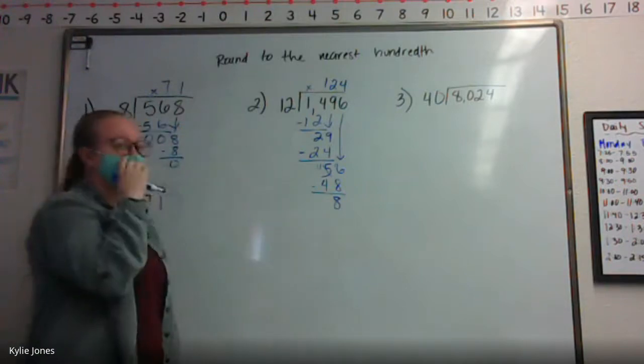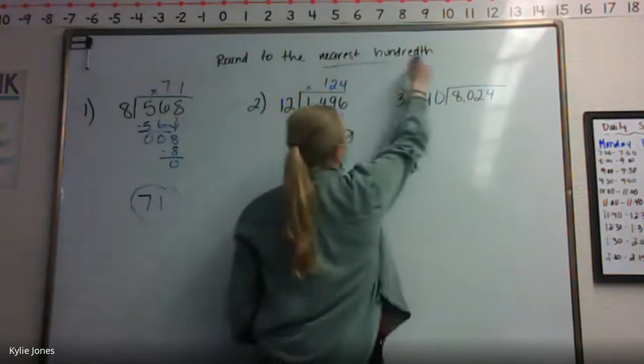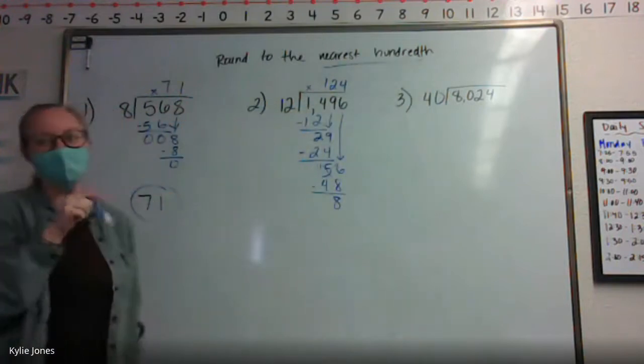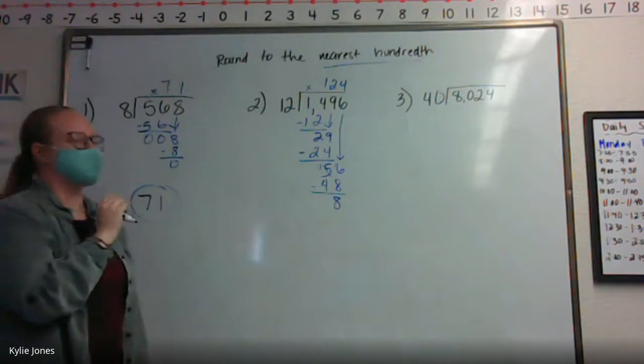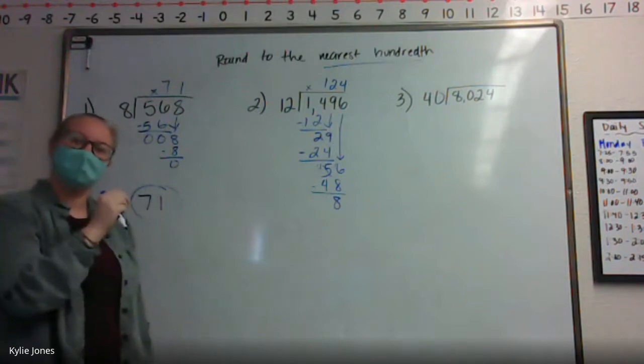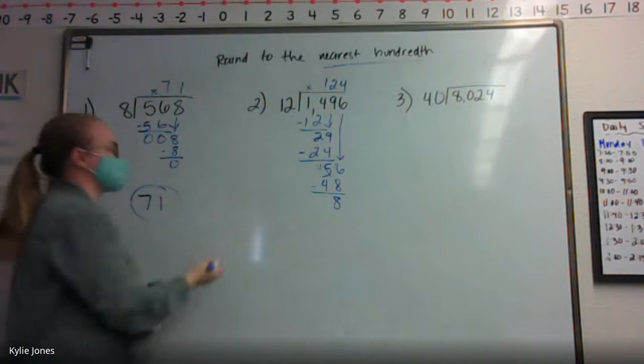But I did say that we need to round to the nearest hundredth. Now I saw an issue, at least when I was walking around. I saw a couple people round it to the nearest hundred, not hundredth. Hundredth is a decimal point.